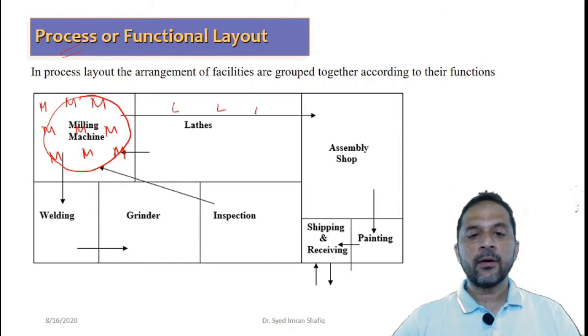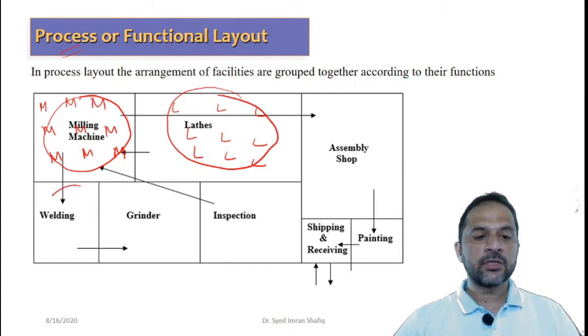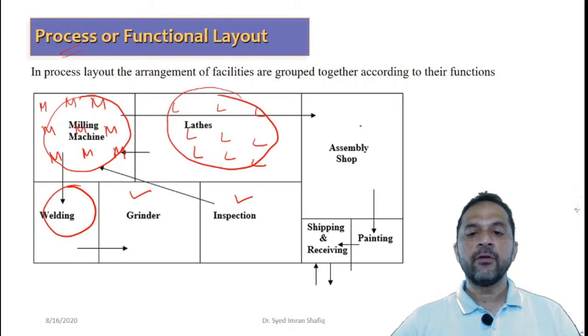There will be a number of lathes here. All the processes related to lathe will be done here. All the processes related to milling will be done here. All the processes related to welding will be done here. Grinding work will be done here, inspection activities will be carried out here, and the final assembly will be carried out in this space. So the main focus of this layout is that it is grouped according to the function.